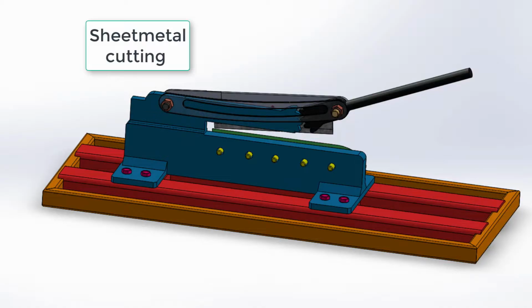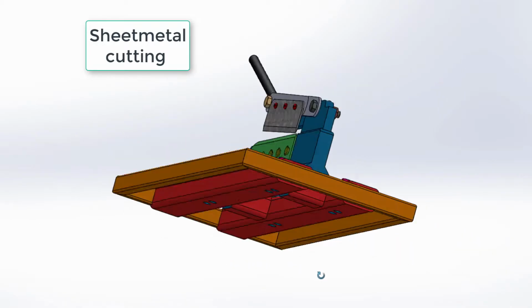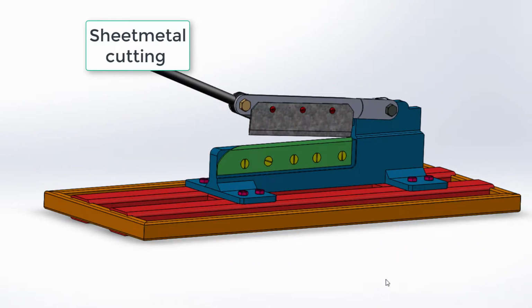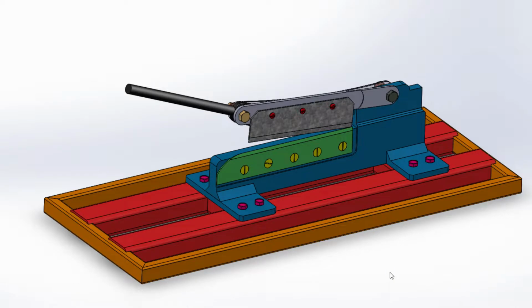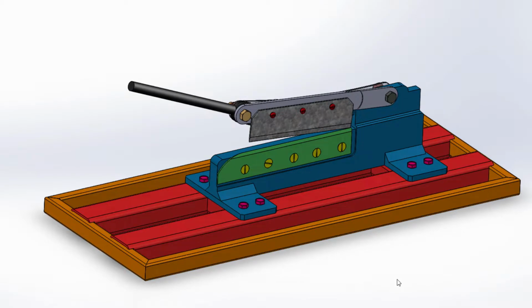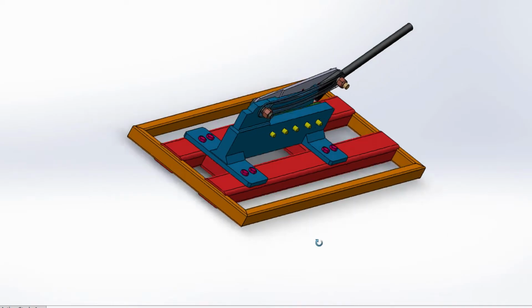In this video we will see about the hand-operated bench shearing machine. This machine is used for cutting rough shapes out of medium-sized pieces of sheet metal, but cannot do delicate work.